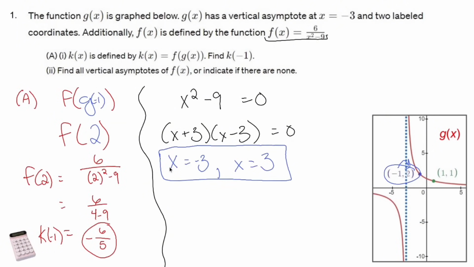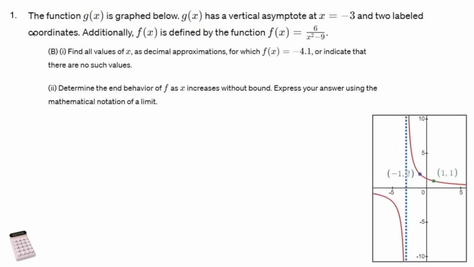Now, I'm writing them both out because a vertical asymptote is technically a vertical line. x equals -3 and x equals 3, I think, would just be the proper way of writing it out. All right, so problem one, part A, complete. That's 2 out of the 6 parts that you're going to see on this problem.